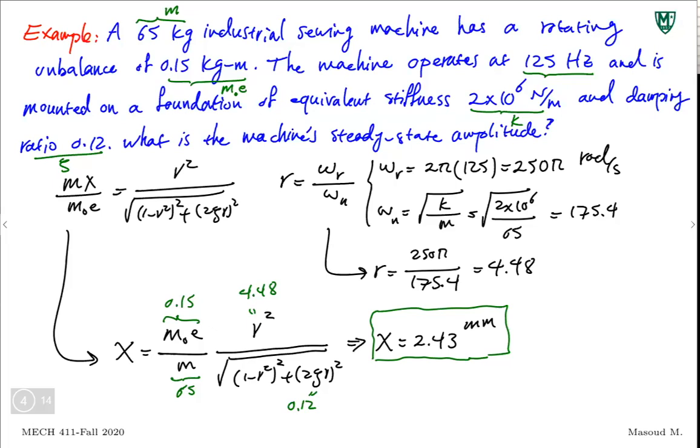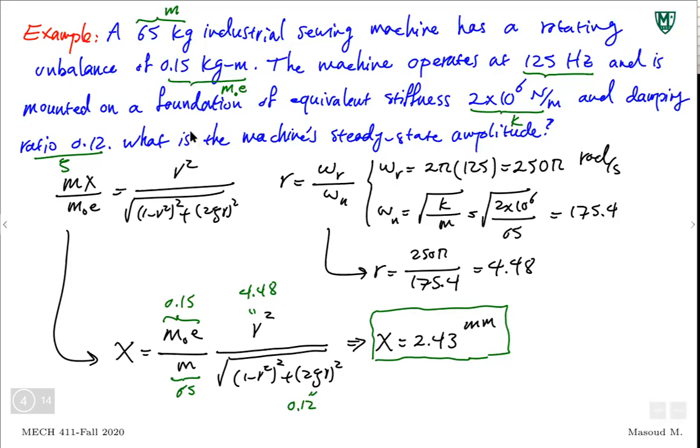All right, so what does this tell us? It tells us that if the sewing machine operates at that frequency, that's how much the machine is going to oscillate or vibrate. That's the maximum amplitude of the vibration for the machine, going up and down because of this unbalanced mass.